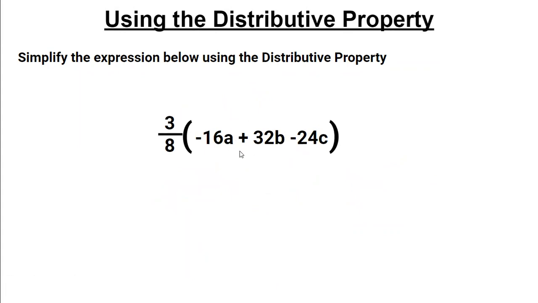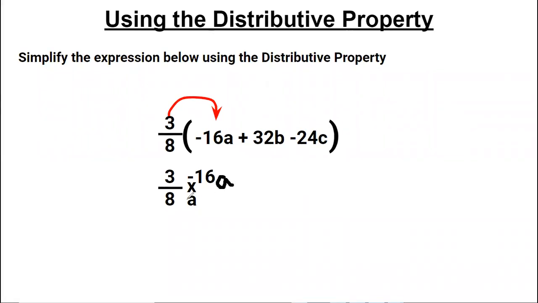Try this again. 8a times the quantity of negative 16a plus 32b minus 24c. Distribute the 3a to each number. So 3a times negative 16, and then the a is supposed to be up here, but it moved away. So I must have not made my box big enough. So let's put the a here. Doesn't matter. And get rid of it down here.